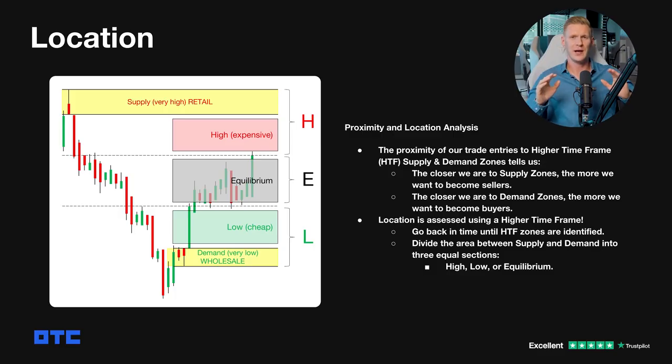Just like with supply, we will follow specific rules for zoning. We will rely on the preferred version of zone placement discussed earlier, where the leg out doesn't need to be explosive, just decisive. We will also check for freshness based on that preferred version, allowing it to be tested by no more than 25% of the zone.